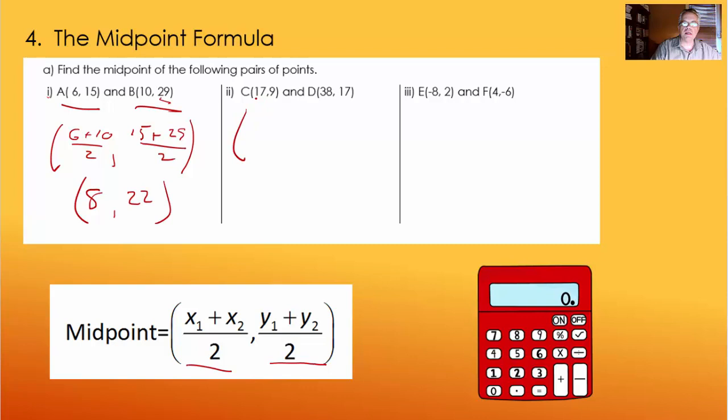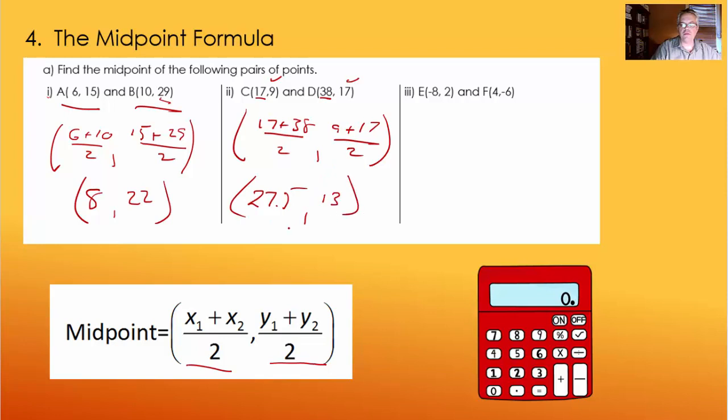Okay, let me do this one. So this is x1, this is x2. Add those and divide by 2. This is y1, this is y2. Add them and divide by 2. So we have 55 divided by 2, which is 27.5, I believe. And 9 plus 17 is 26, divided by 2 is 13. So I hope I'm doing that right there. I forgot my calculator.